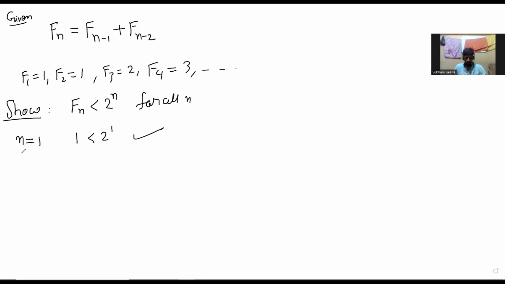We need to show this is true for all n. So we want to say that F10 is less than 2 to the power 10, without really calculating F10 explicitly, right? F100 is less than 2 to the 100 without actually calculating F100. That's a good thing.